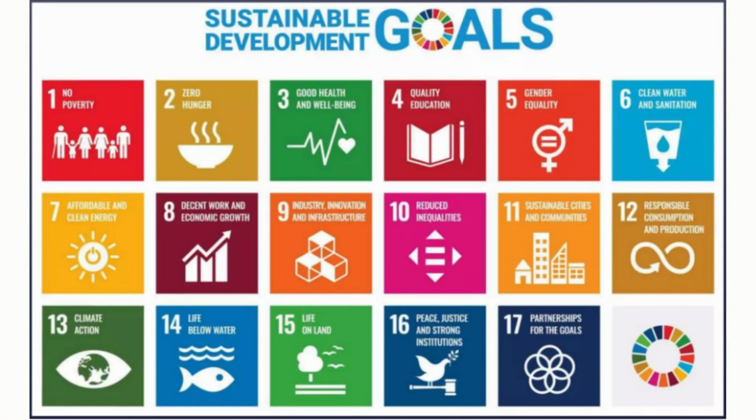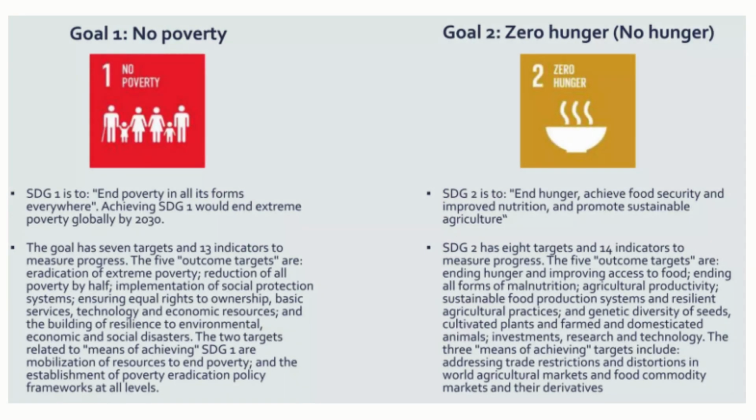So these are the 17 Sustainable Development Goals. Let's discuss this one by one. Number one is no poverty. As we know, in the Philippines, there are thousands, if not millions, of people who live in poverty. SDG 1 is to end poverty in all its forms everywhere.